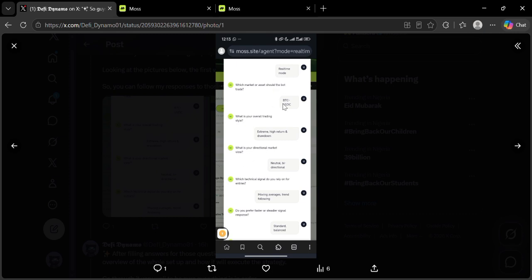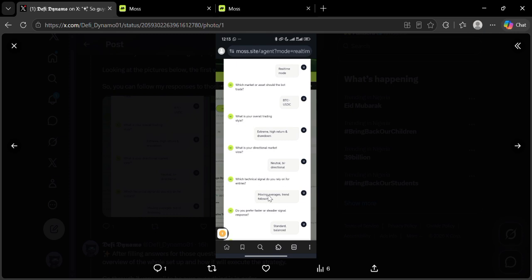The first question was, which asset do you want to trade? In the prompt I didn't mention any asset, so it asked me, and I said BTC USDC. Each question comes with options to choose from. Then it asked what my overall trading style is, and I said extreme high return and drawdown. Then, what is your market direction? I chose neutral, which is bi-directional. It can either go long or short.